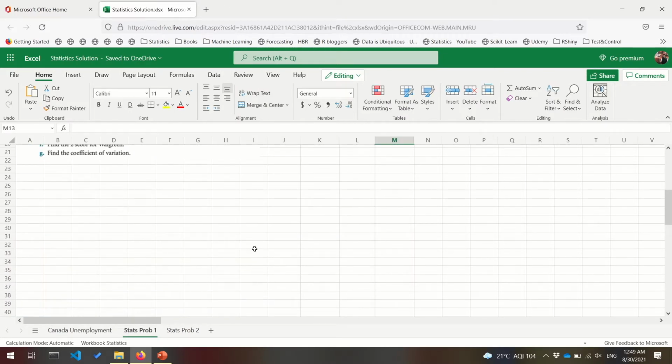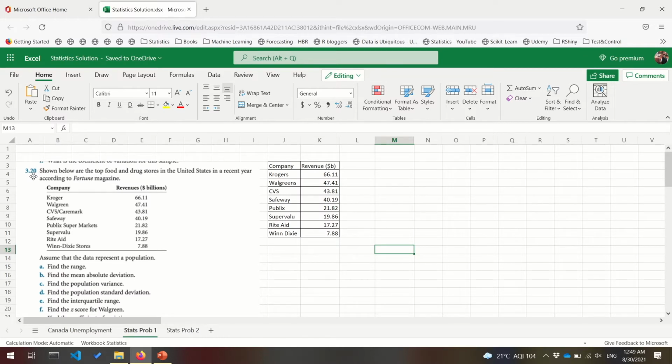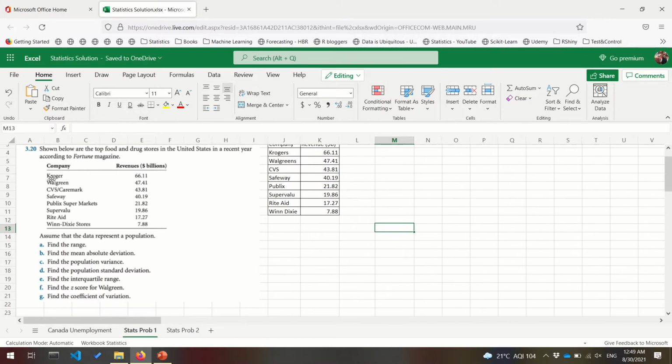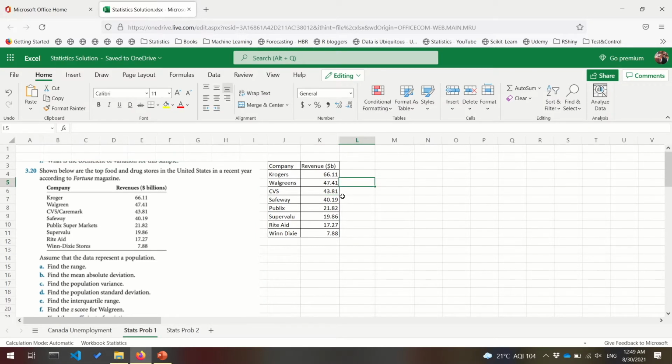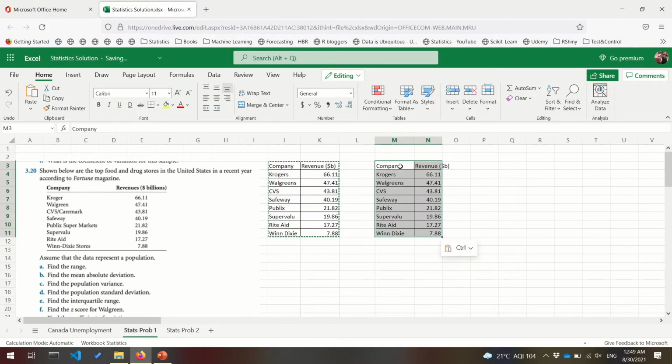Now, I have taken one more example from the book, which is 3.2, where I have the top food and drug stores from the United States and their revenue. Now I need to find a couple of things: their range, deviation, population variance, and all those things. So let's calculate that. The first thing I did was copy paste the data in an editable mode. I copy pasted this from this image. As you can see, the data is already in descending order, but if you want, you can convert this into ascending order also.